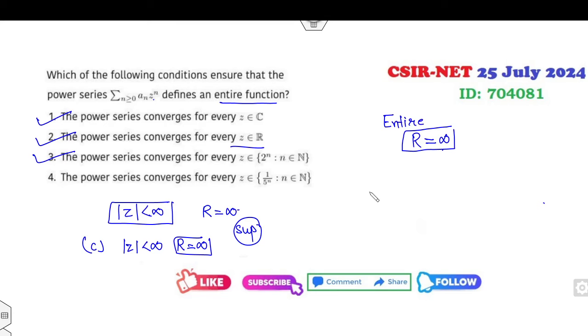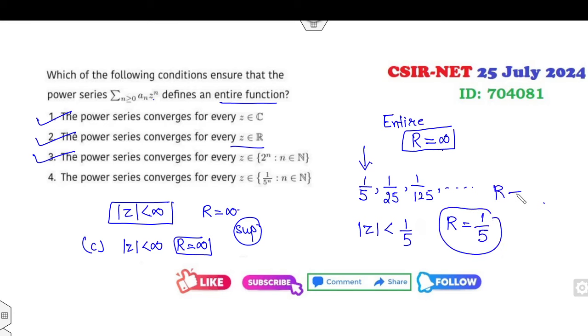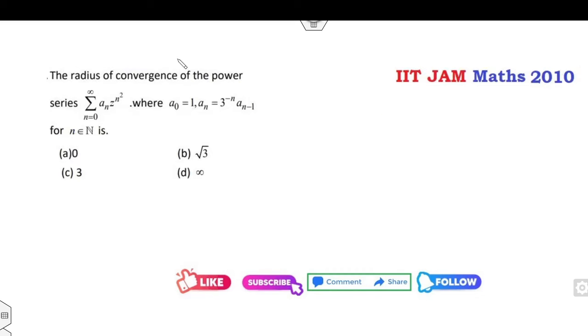Now look at the last case. When you take n equal to 1, it is 1 over 5, then 1 over 25, then 1 over 125 and so on. What is the supremum of this? 1 over 5. So this power series is convergent only up to 1 over 5, so r is only 1 over 5. So r is not equal to infinity. That means it is not always convergent for all z, so it may or may not define the entire function. So the right answer is A, B and C are the correct answers.